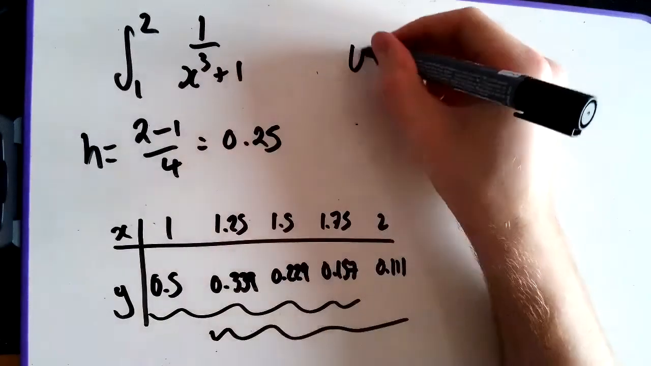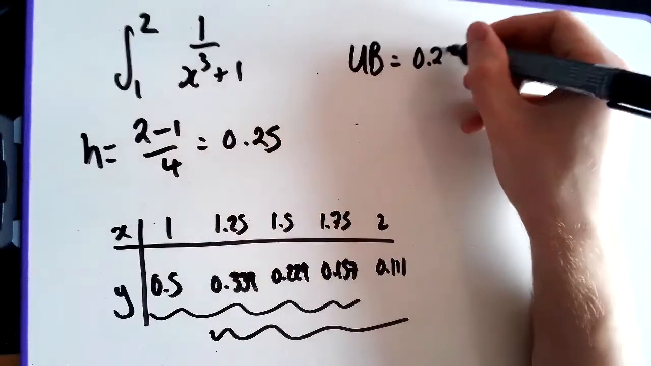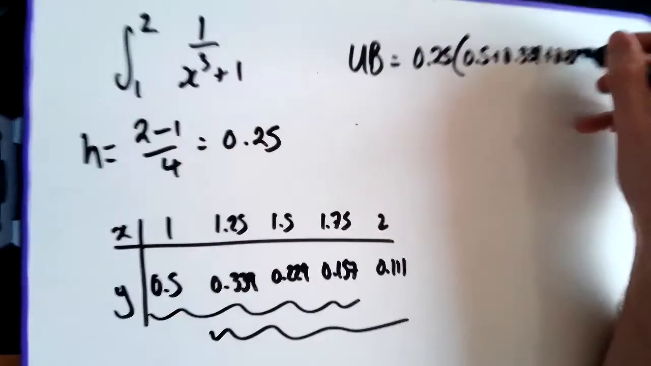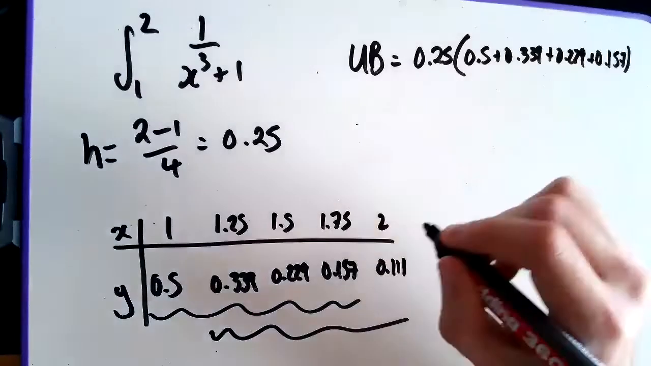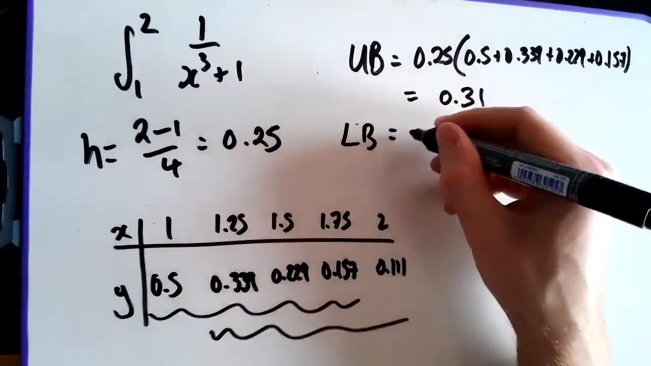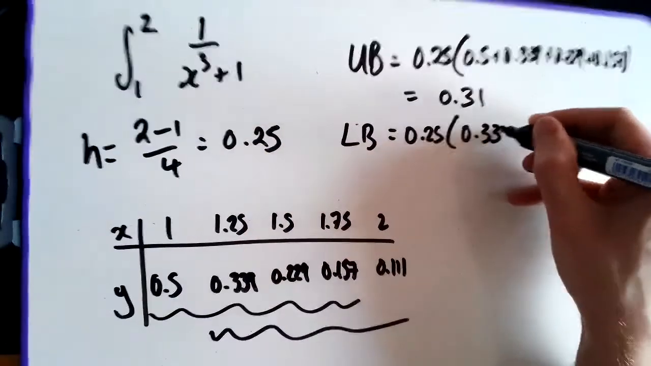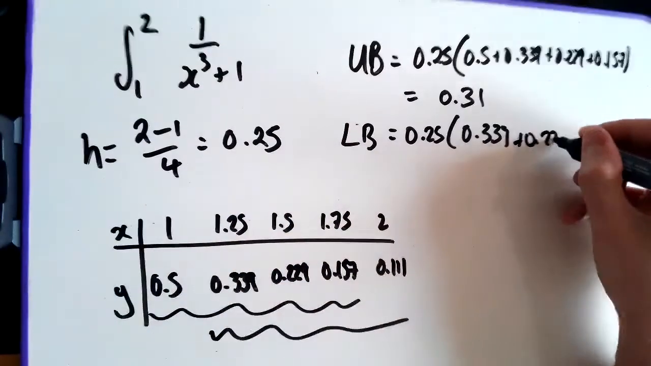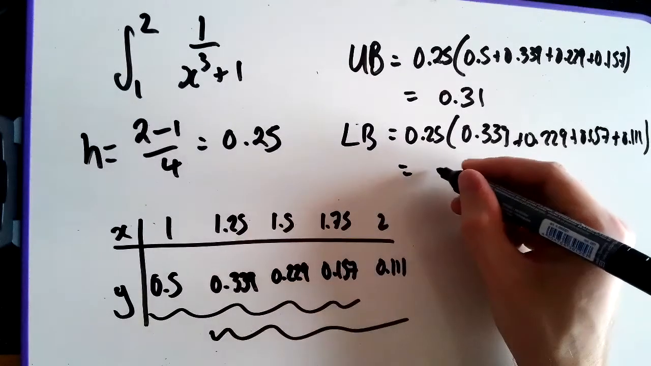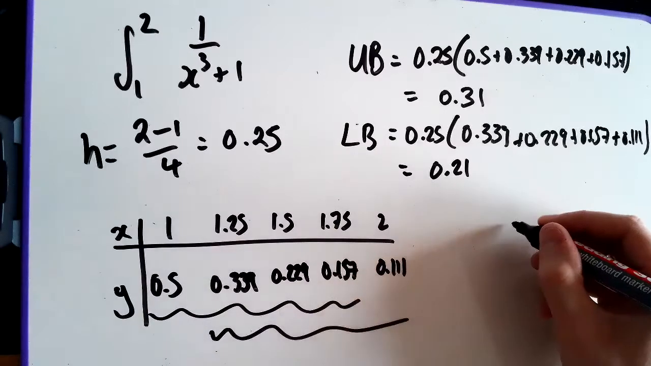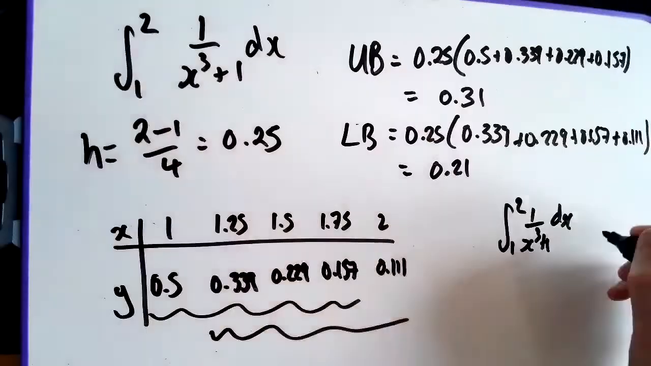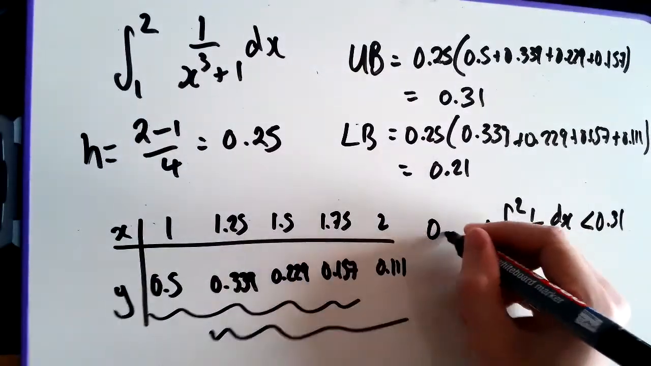So upper bound is h times these 4 added together, which gives me 0.31 to 2 decimal places. Lower bound is these 4 together, 0.339 plus 0.229 plus 0.157 plus 0.111, and that gives me 0.21. So I know that the area, I missed my dx there as well, is less than 0.31, bigger than 0.21.